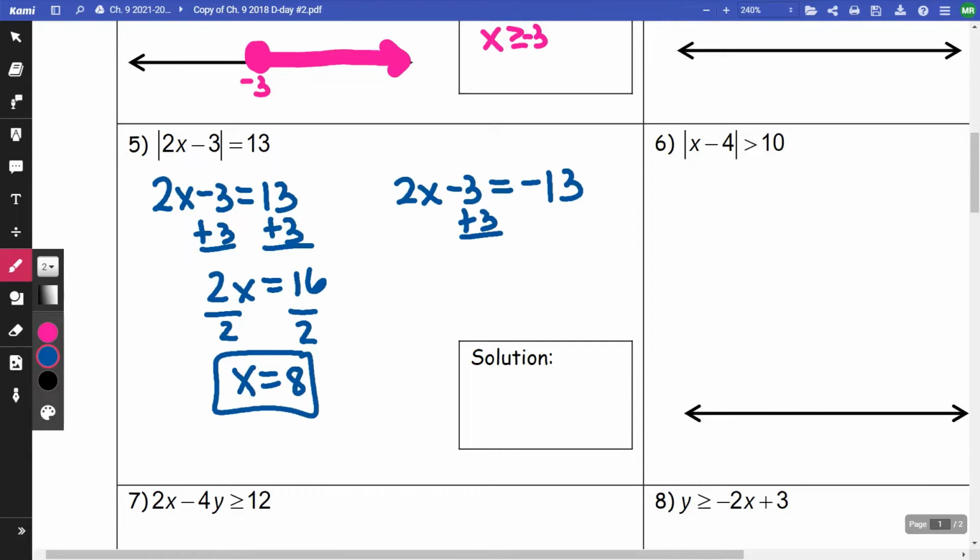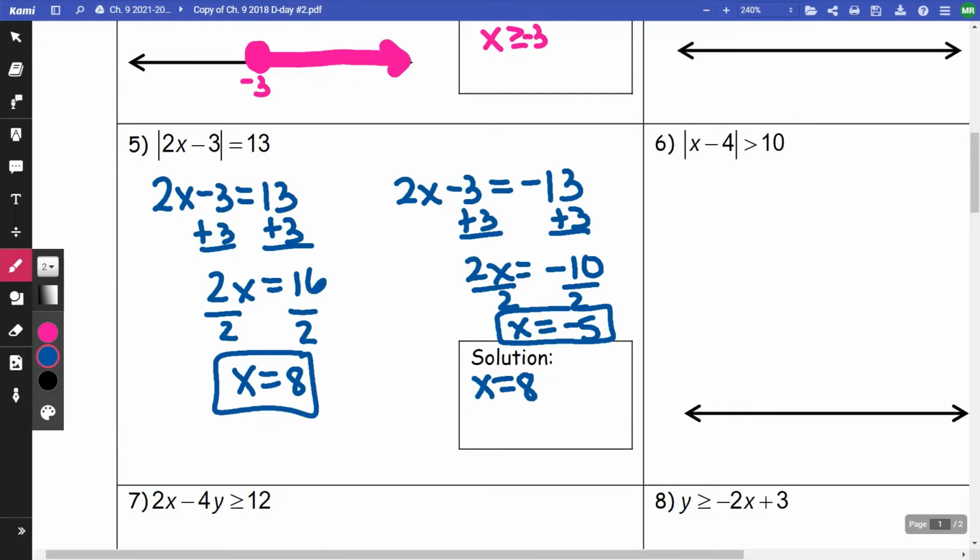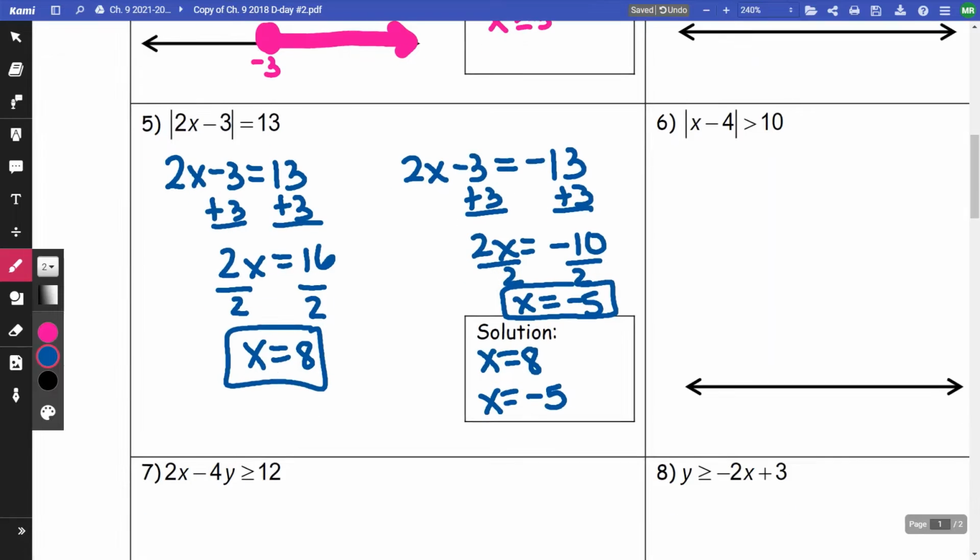Over here, I'm going to add 3 to both sides. I get 2x is equal to -10. I divide by 2, and I get x is equal to -5. That's another answer. So we're going to have x is equal to 8, x is equal to -5. We're going to have two solutions. And this is an equation, so we're not going to have to draw it on a number line.